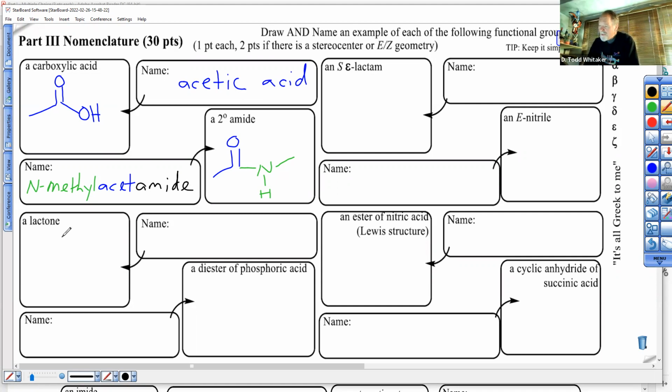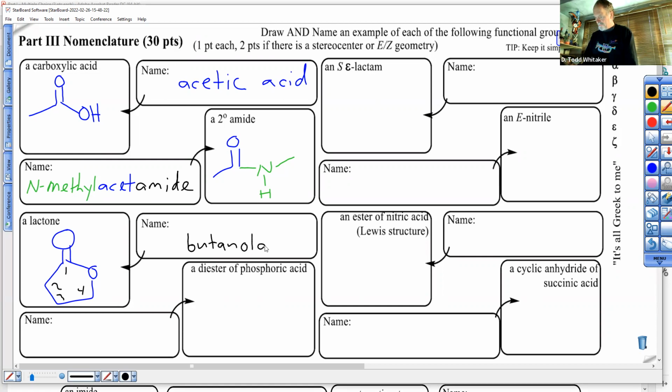Now, to make a lactone, I can't use acetic acid because a lactone has to come from a molecule that had both a carboxylic acid and an alcohol. Acetic acid doesn't have that. But I can start with, lactone is cyclic ester. Draw the simplest cyclic ester you can. That's a pretty good one. And name that based on the acid. The acid was how many carbons? I think it was 4. And it's butanolactone.